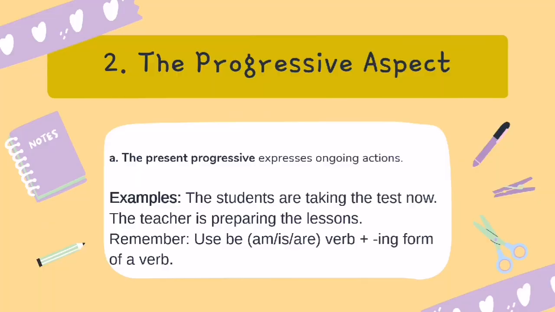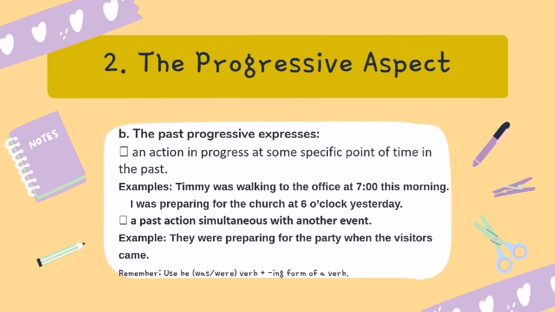Number 2, the progressive aspect. Letter A is the present progressive, which expresses ongoing actions. Examples: the students are taking the test now. The teacher is preparing the lessons. So remember, use the be verbs am, is, are plus the ing form of the verb.